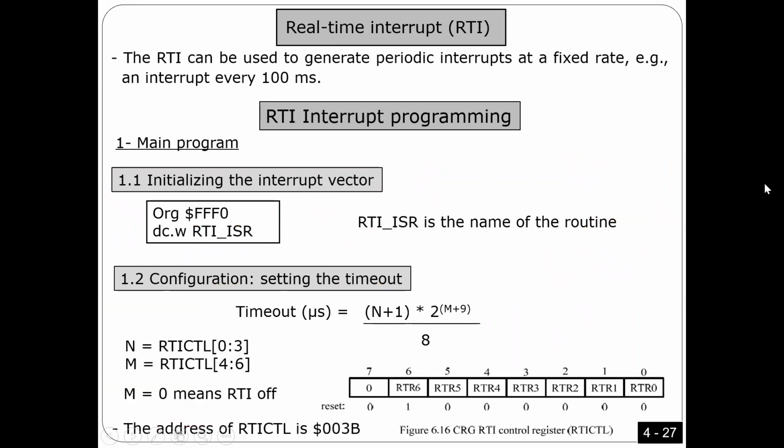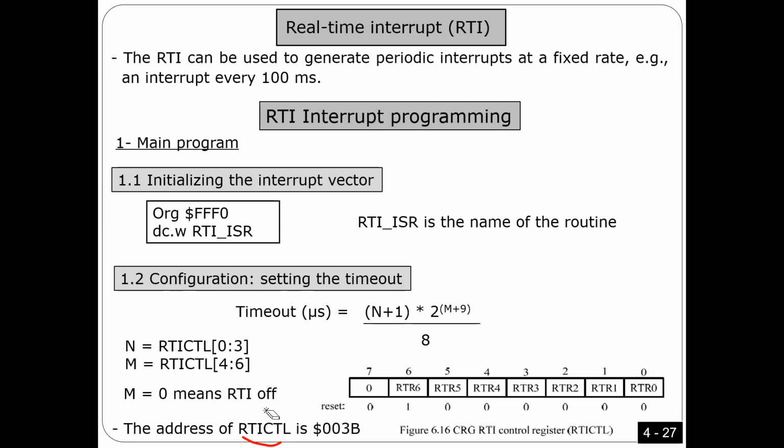We have this register, RTI CTL. You have to put some number here. Every time has a number, you just put the number here. Okay, so how can you come up with this number? I'm going to tell you how you can come up with this number.